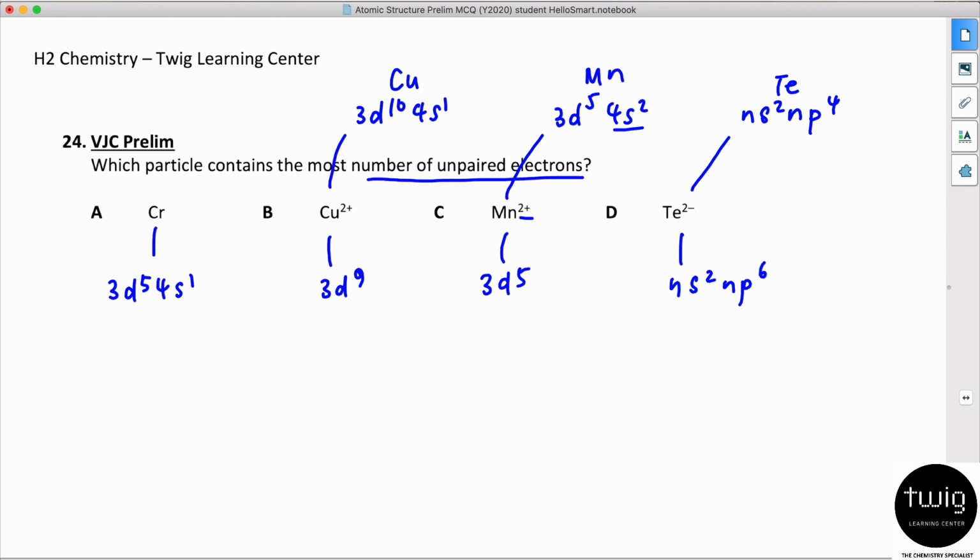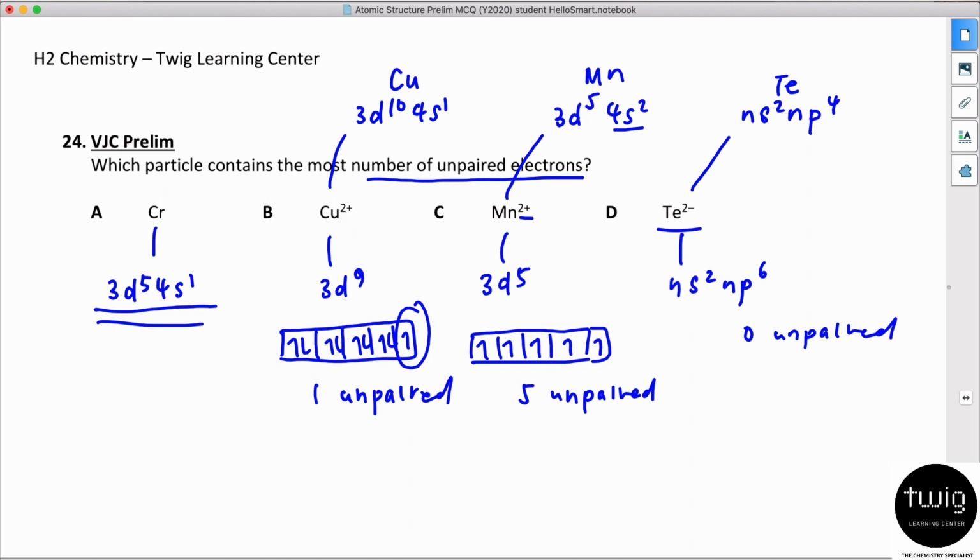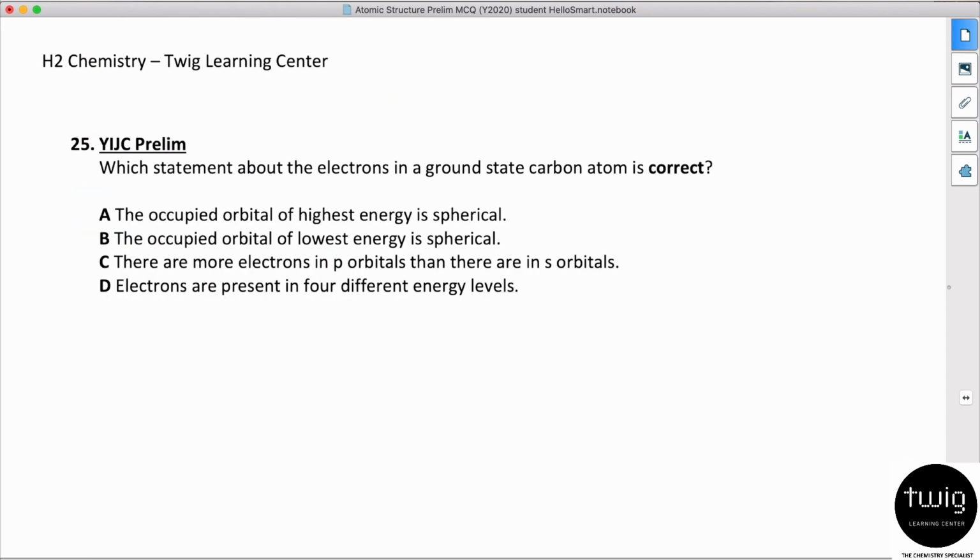So for the most number of unpaired electrons, this one doesn't have any unpaired. This one, if you try to draw it out, you'll notice 1, 2, 3, 4, 5, so 5 unpaired. This one has 0 unpaired. 3d9 is like that, 1 to 9, so there is 1 unpaired. Over here, you can see there are 6 unpaired. So the answer will be A, the most number of unpaired electrons. Let's do question 25.